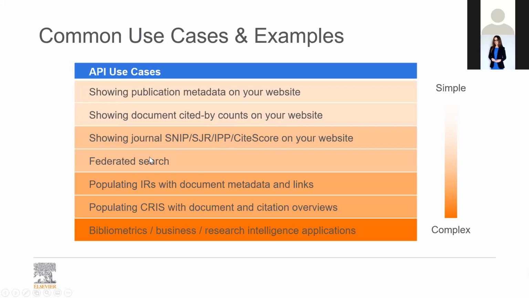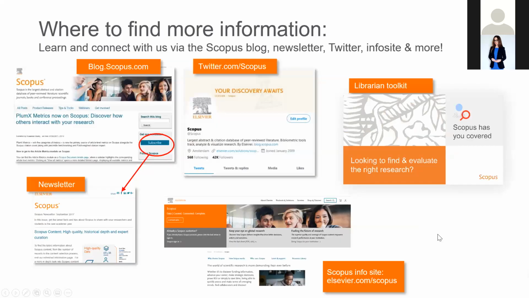You can do the federated search. Also, you can populate an institutional web repository with document metadata and links. You can use the Scopus API for the CRIS system. And of course, there are some other options like having your own internal systems and connecting them with the Scopus API, which is, as you can see, the most complex one.